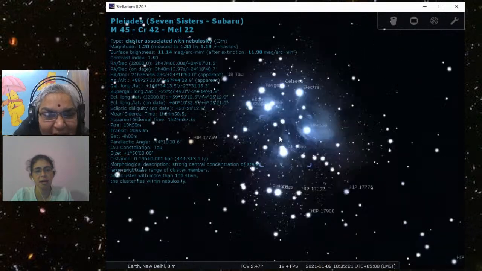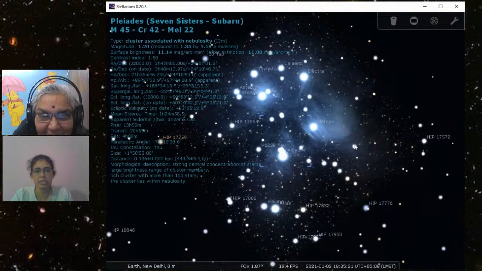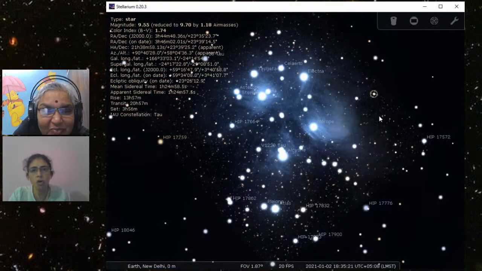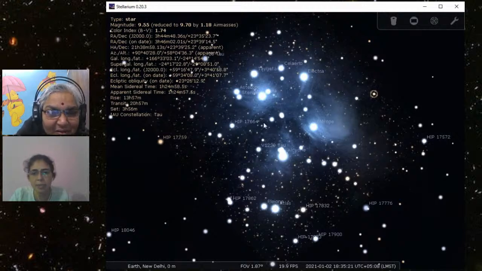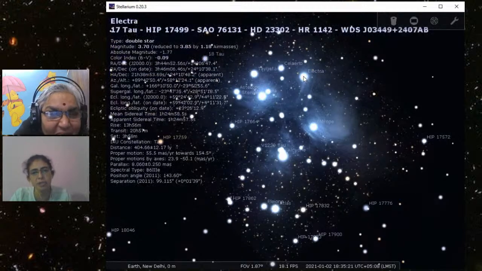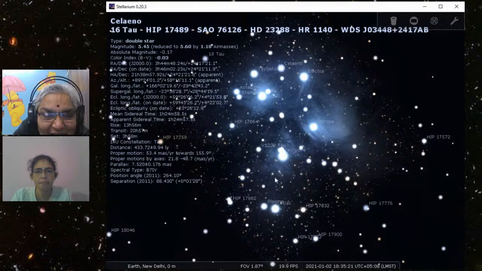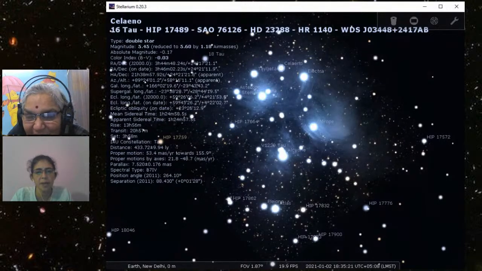Here you will get, I guess, for each star, for quite a number of stars, you may get spectral types noted down. For Electra, for example, not all, you may not get it for all, but whichever you get, the spectral type is given, and B6 is there. So that's nice.